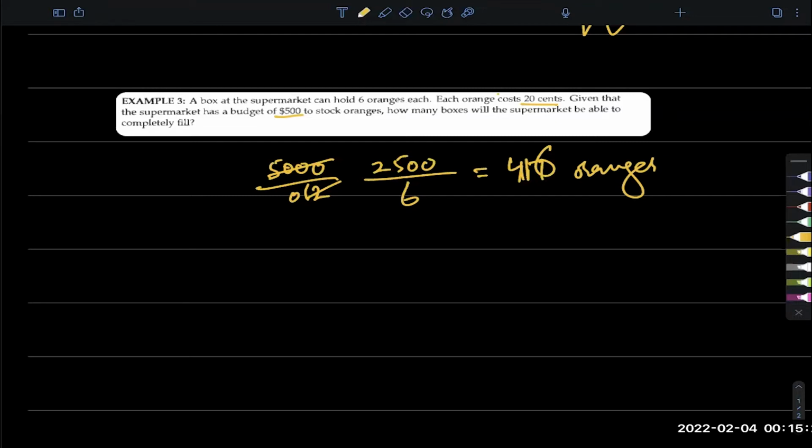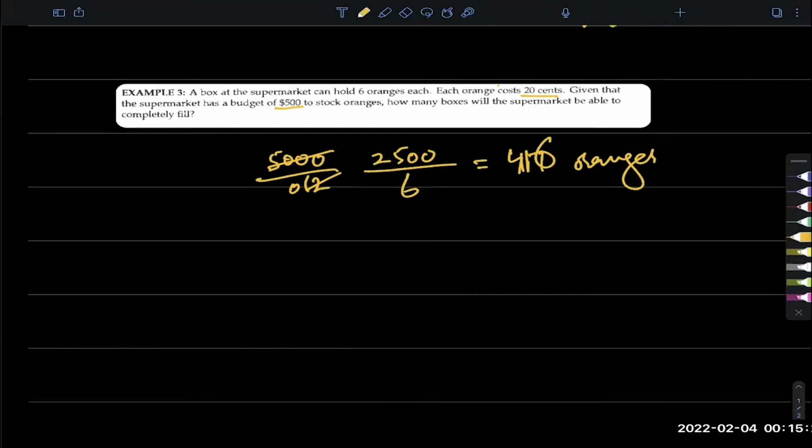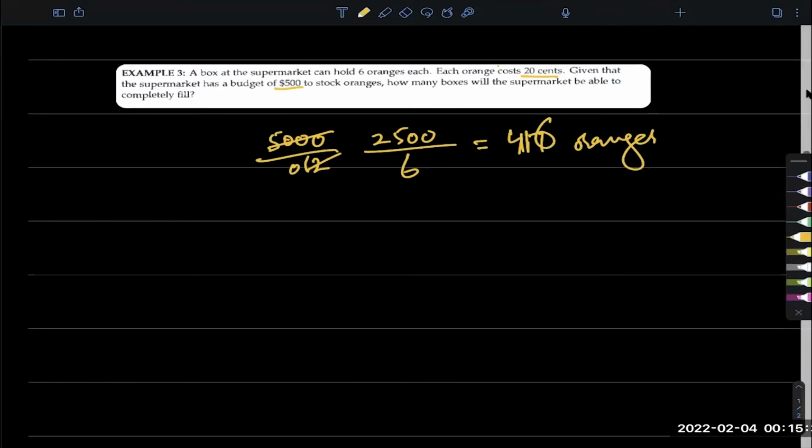But what if I wanted to do it another way? What if I wanted to have a conversion tree? Now, a conversion tree looks like this, that you start by taking what you have and eventually take your way all the way to boxes. So for example, over here, I want to know how many boxes I have.